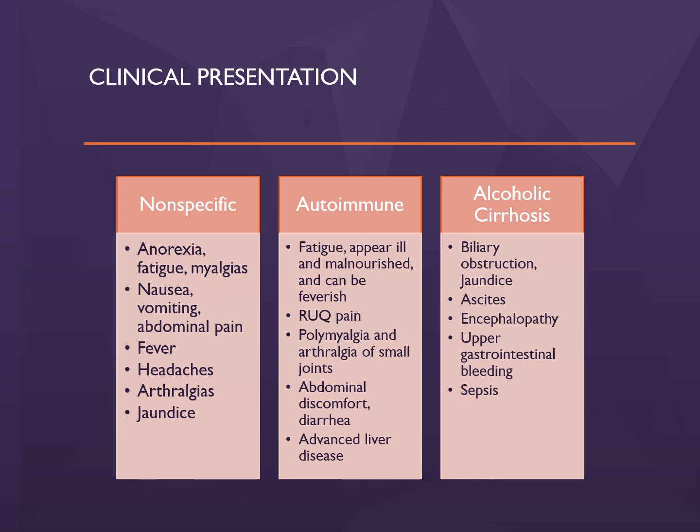So what does a patient present with when you think about the other types of cirrhosis out there? When you think about nonspecific, autoimmune, or alcoholic. Autoimmune, you can see here, those are the patients with fatigue, they appear ill, they have right upper quadrant pain, they have advanced liver disease, whereas in alcoholic cirrhosis, encephalopathy, upper GI bleeding, and sepsis.